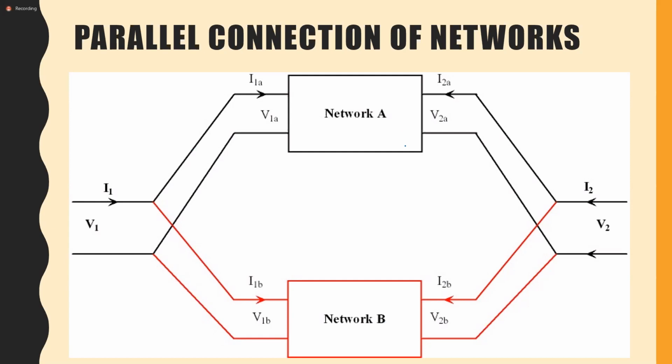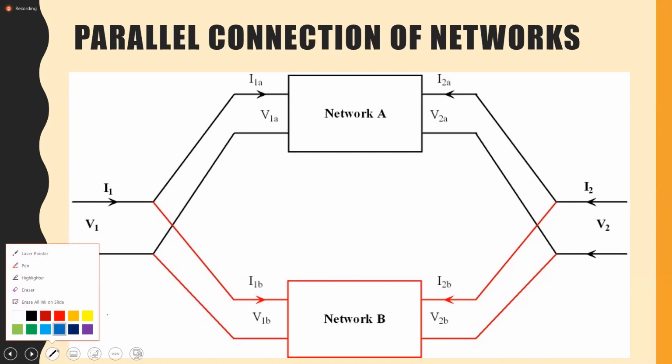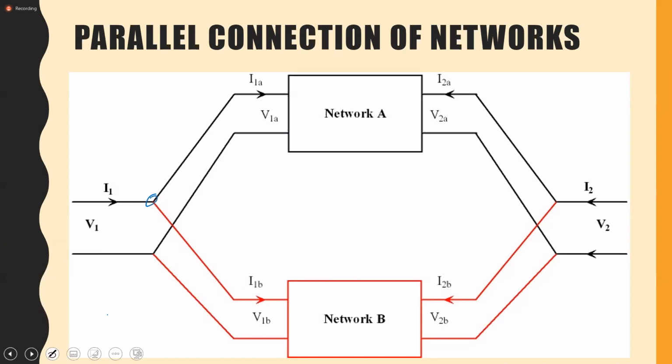All right, so we have I1. It enters our node, and it divides. In my diagram, I'm showing one as black and one as red. So network B is the red.